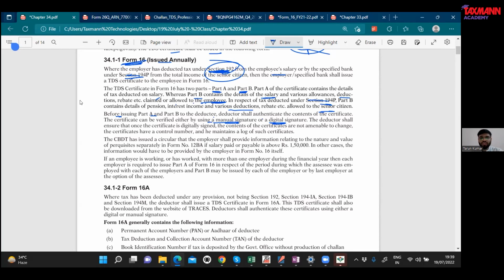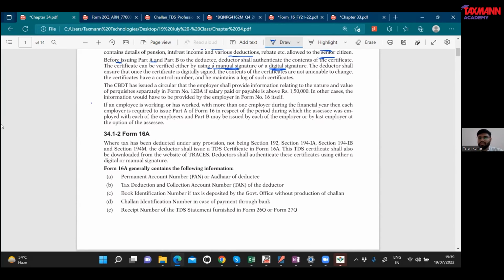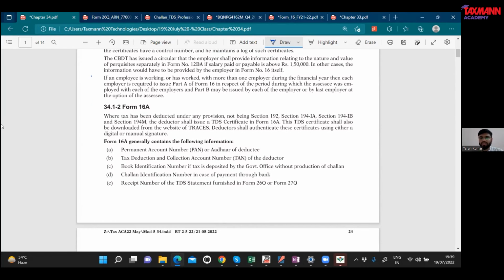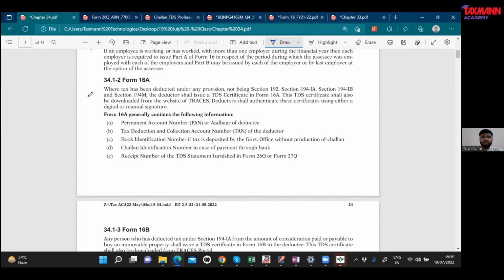The deductor shall, once the certificate is digitally signed, so once it is digitally signed, no one can change that certificate, right? It is digitally signed by the deductor. Other details are not much relevant for you, like what Form 12B is, and these are the basic details. The main thing you need to understand is that Form 16 has two parts, and for which purpose it is issued, right? So now coming to Form 16A.